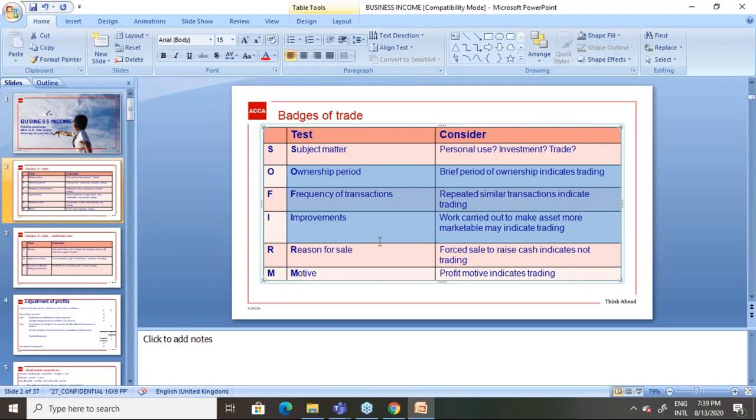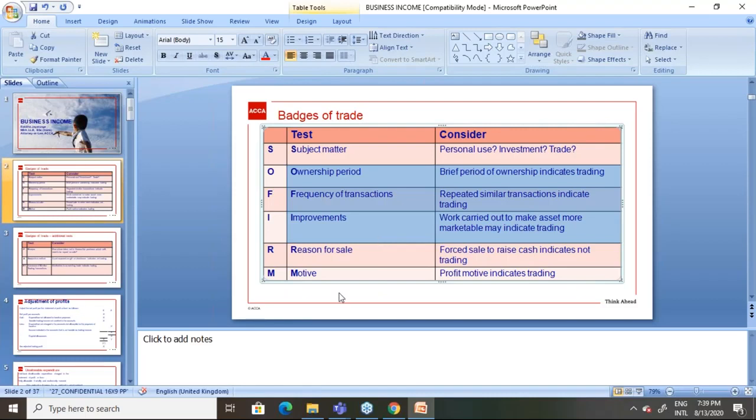You need to use all these factors, all these tests collectively, and then you need to come to a conclusion whether it should be treated as trading income or chargeable gain for the purpose of CGT. So any one test that you have been given here is not conclusive. You have to look at the totality, and based on that, you have to arrive at a logical conclusion. So these are the tests that we are using.